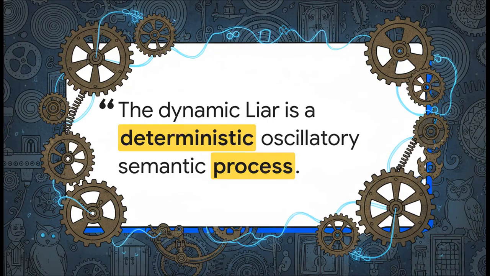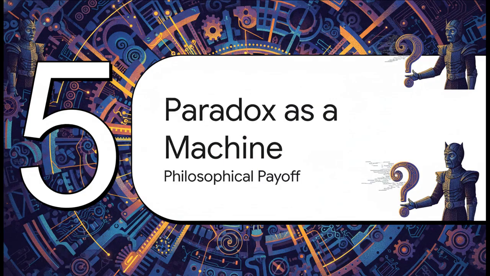Forever. As the source puts it, the liar becomes a deterministic oscillatory semantic process. Now, that is a very fancy way of saying it's just a predictable back-and-forth pattern of meaning. It's not broken logic, it's just doing exactly what it was designed to do once you put it in the right kind of system. So the takeaway here is actually huge. We've turned what we thought was a paradox into a functioning machine.